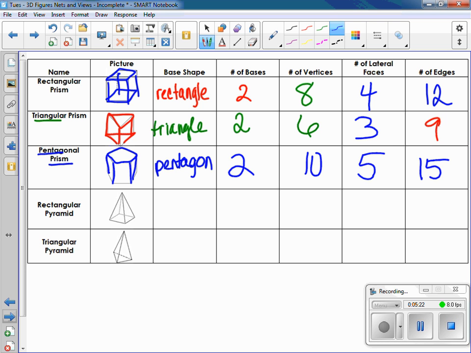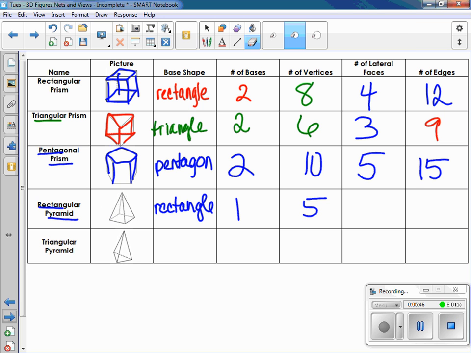So 15 total. Now we're moving on to our pyramids. It's called a pyramid because it only has one base. It's called rectangular because that base is a rectangle. Vertices, 1 at the top, 1, 2, 3, 4 at the bottom. Lateral faces are the triangles in this case. Okay? Anything but the base is our lateral faces. So I've got 4 of those. Edges, there's 4 around our base, and there's 4 going up to my top. So 8.